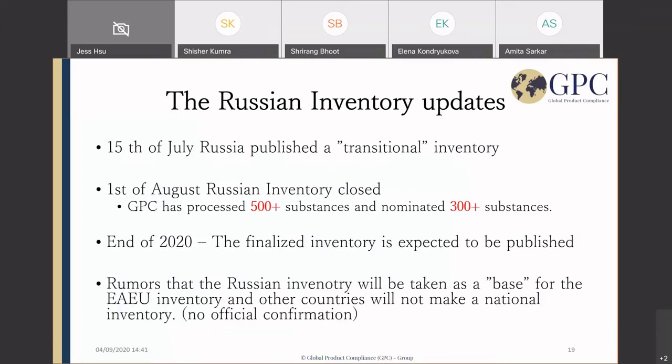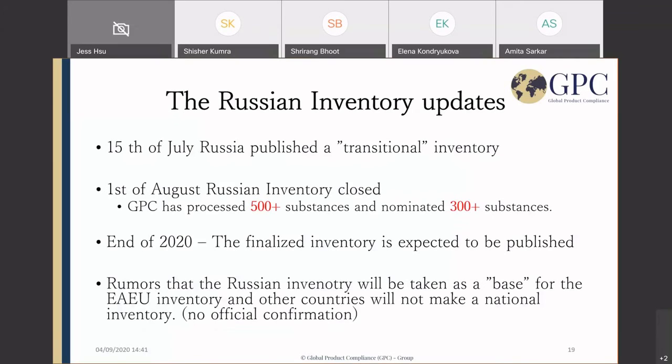And a bit more on the Russian inventory. On 15th of July, Russia published a transitional inventory. I see that there's a mistake. It should be 15th of June. Sorry about that. And on 1st of August, the Russian inventory closed.